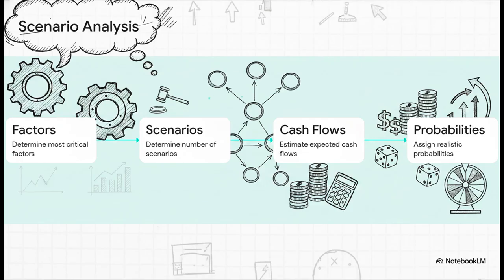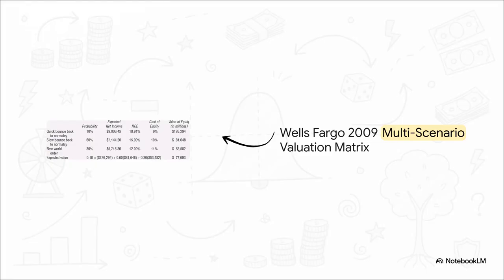First, you got to isolate the heavy hitters. What are the 2 or 3 critical factors that will genuinely drive value? Maybe it's the overall economy or specific regulatory behaviors. Once you have those, you build out your distinct worlds, keeping it to a manageable 3 to 5 scenarios so you don't just drown in data. Third, you estimate the actual cash flows under each of those specific scenarios. And finally, you assign realistic probabilities to each one. This builds a really robust, 3-dimensional picture of your risk. And this brilliantly illustrates exactly what we mean.